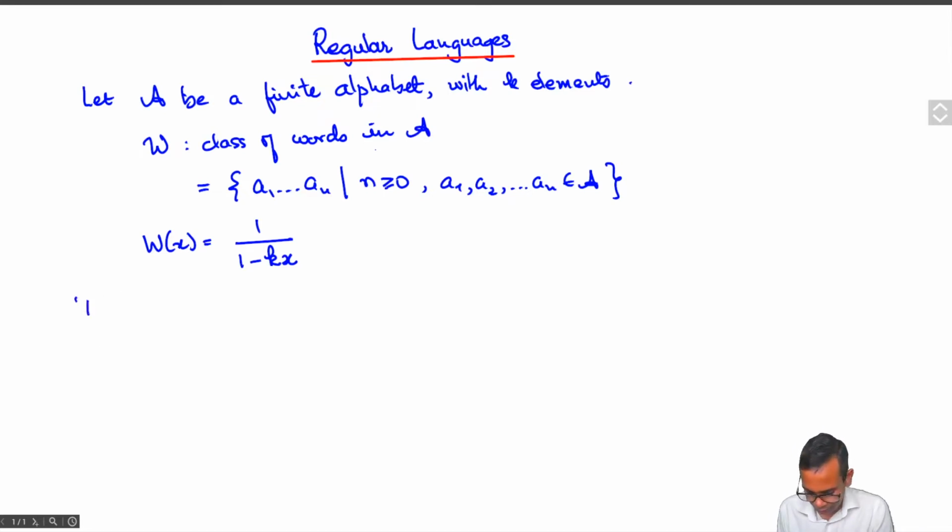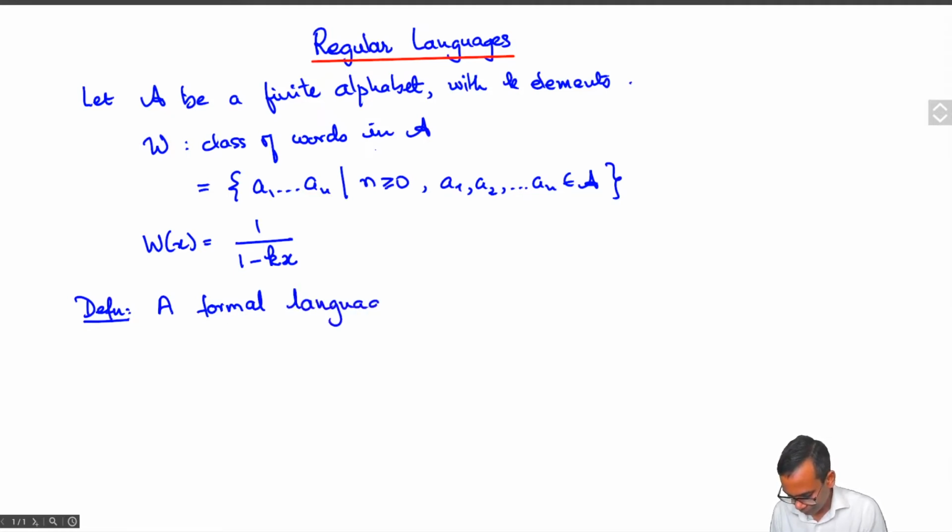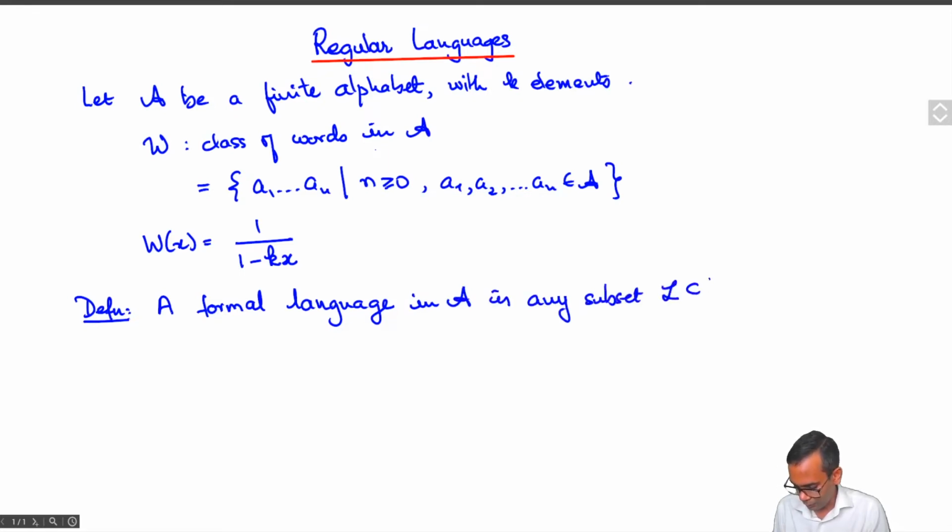So what's a formal language? A formal language, and here formal is used as opposed to natural languages like English or Sanskrit or Tamil or whatever, is a subset. So a formal language, maybe you need to specify the alphabet A, is any subset L of W.